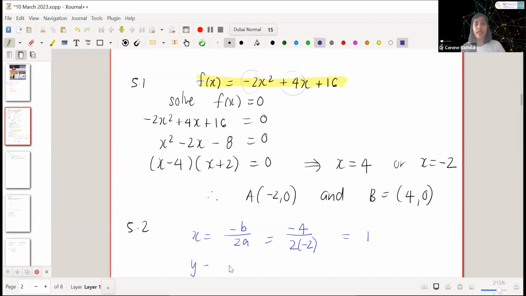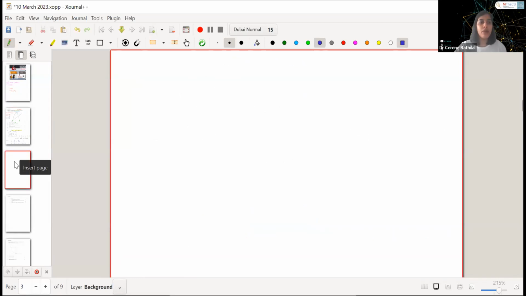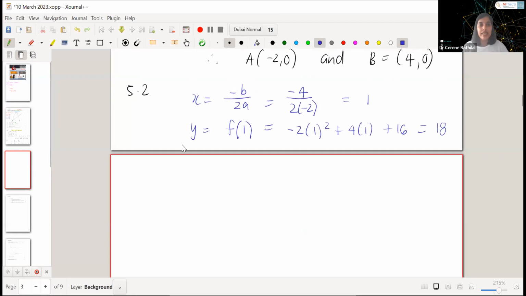I now need the y coordinate, which means I need to evaluate f at 1. Isn't that so? And what is f at 1? It's minus 2 into 1 squared plus 4 multiplied by 1 plus 16. And what do we get in here? I get that the answer is 18. So is it clear that the coordinate of the turning point is x equals 1 and y equals 18.